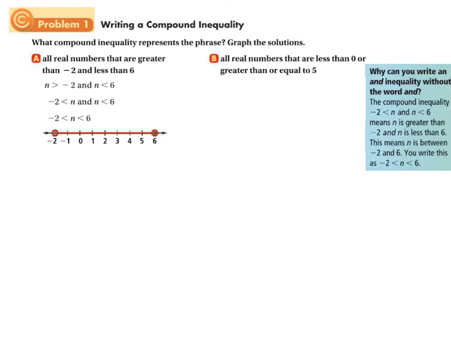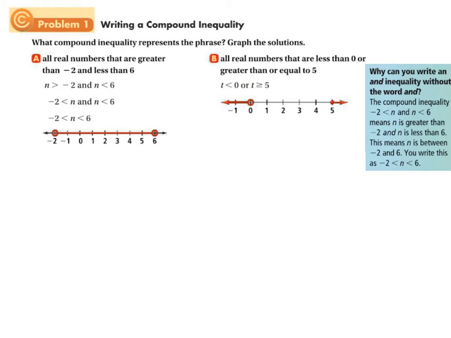Here, all real numbers that are less than 0 or greater than or equal to 5. What does that look like? That looks like this, okay? They use t, doesn't matter, but you have values that are less than 0, that's this piece, or greater than or equal to 5. You can't be greater than 5 and less than 0 at the same time. You can be one or the other, so you just have to meet one or the other condition.